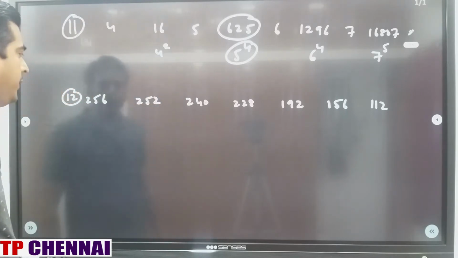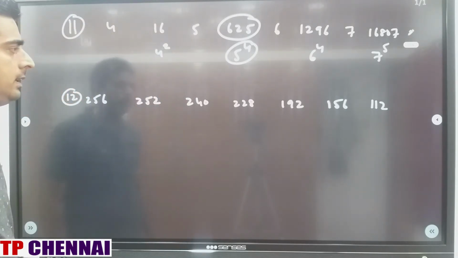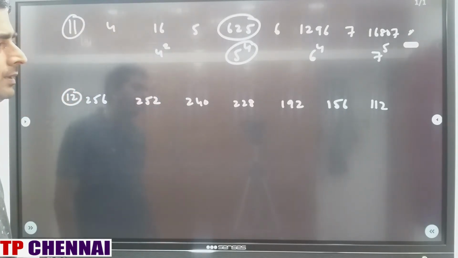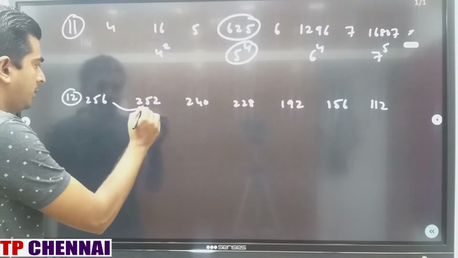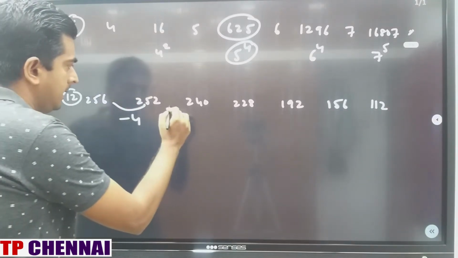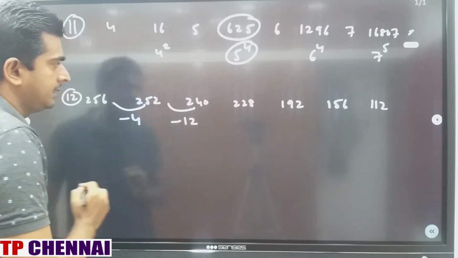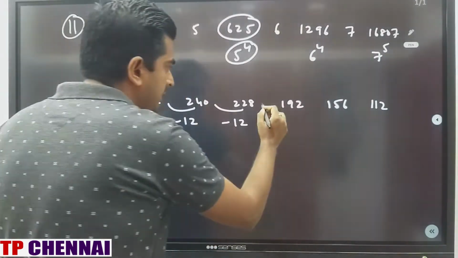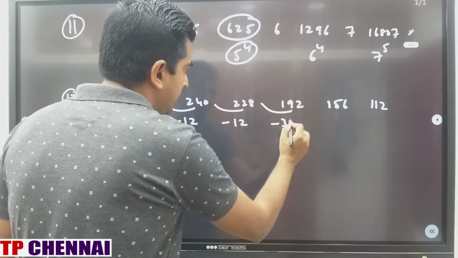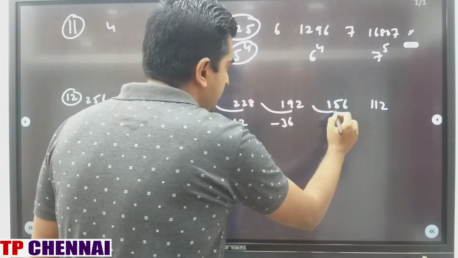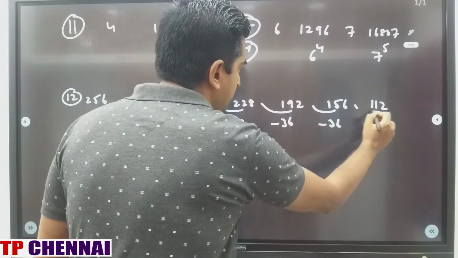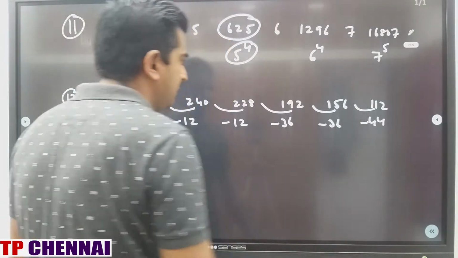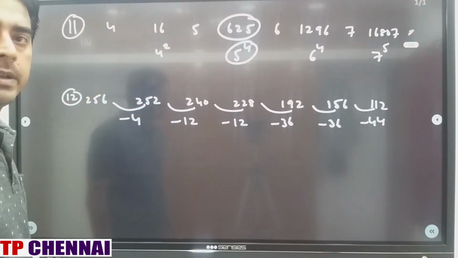Next one, 256, 252, 240, 228, 192, 156, 112. Difference is how much here? Minus 4. Difference is how much here? Minus 12. Difference is how much here? Again minus 12. Difference is how much here? Minus 36. Here how much difference is there? Minus 36. Here how much difference is there? Minus 44. So we are not getting anything here.